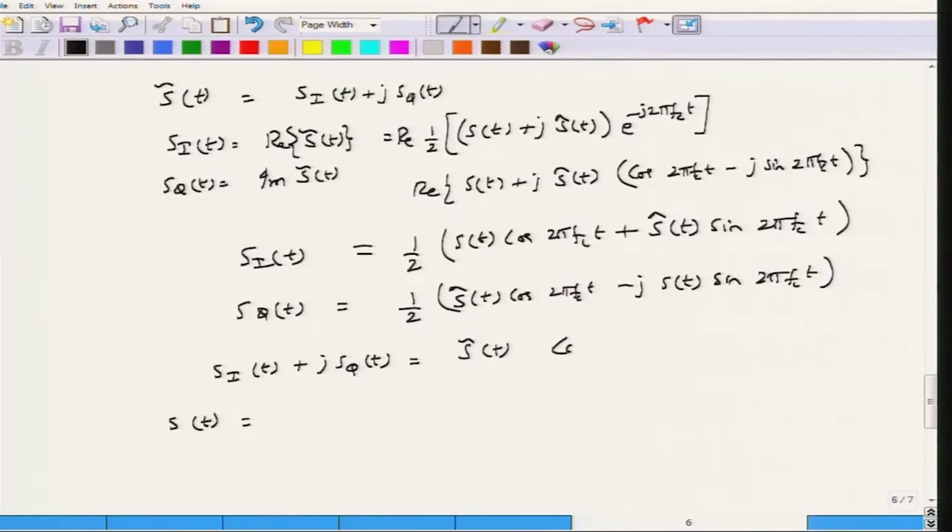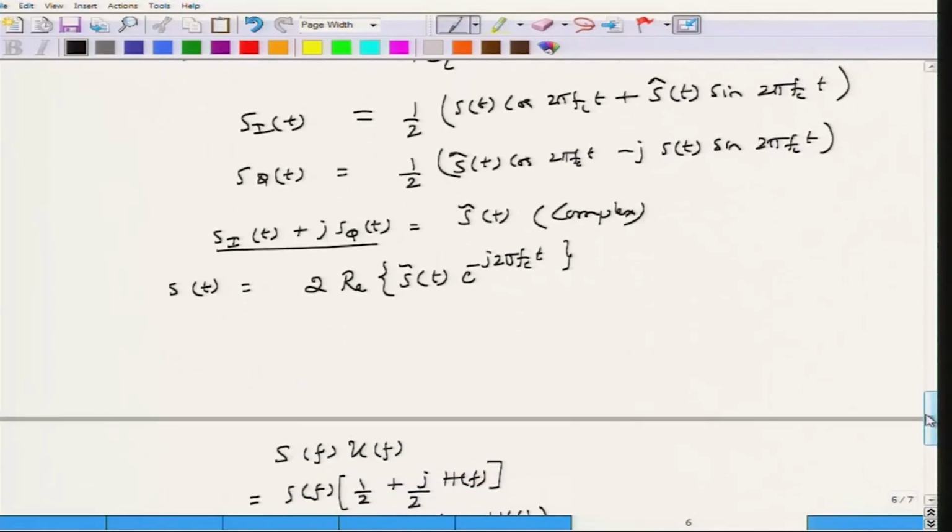Well, this is s tilde of t, but what about s of t? This is a complex envelope, but what about my real valued signal s of t? Can I recover it from this si plus j sq of t? Well, I can, because s of t is given by 2 times the real part of the complex envelope being multiplied by e to the power minus j 2 pi f c t.